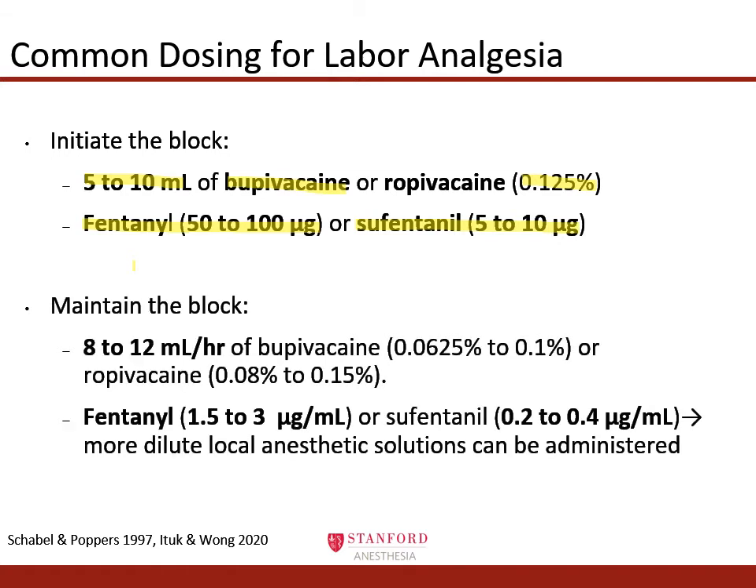To maintain the block over time, we'll give 8 to 12 cc's an hour of a more dilute bupivacaine, 1/16% up to 0.1%, along with fentanyl 1.5 to 3 micrograms per milliliter, or sufentanil 0.2 to 0.4 micrograms per milliliter. This allows us to use the more dilute local anesthetic to maintain the density of the block without affecting any motor blockade.